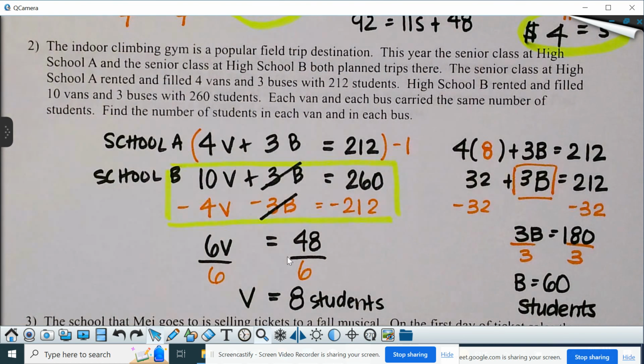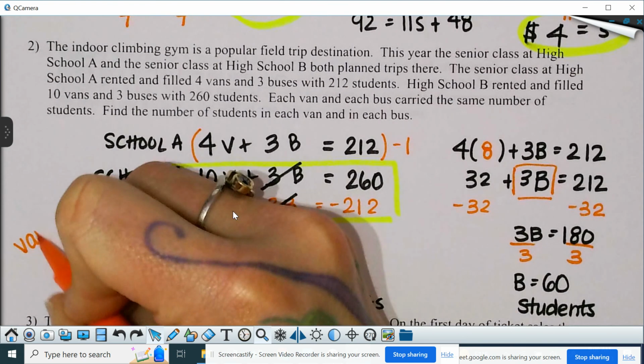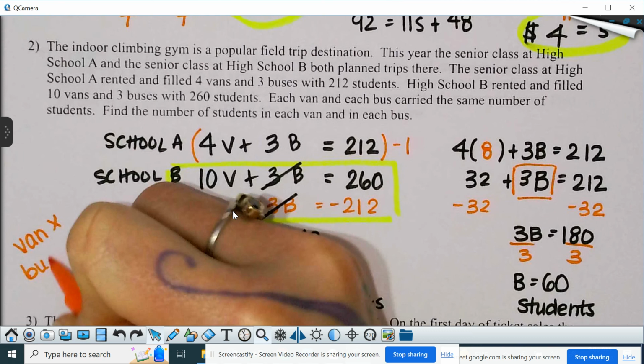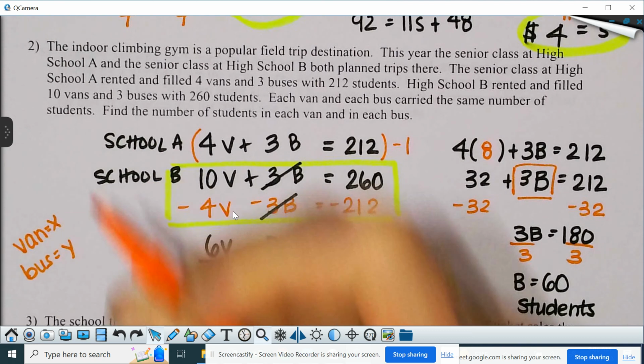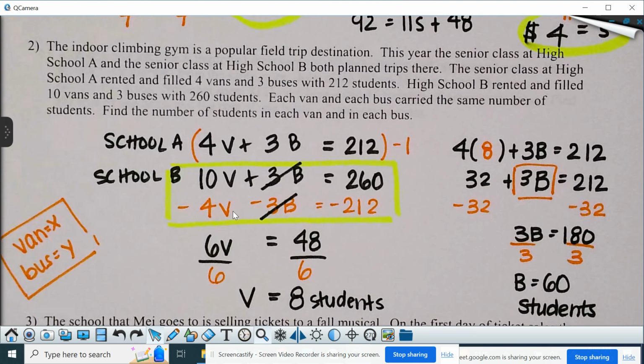Ta-da, we're done. Now, make sure that you make a note to yourself, so we'll call vans X and buses Y. If you decide to do it this way, I highly recommend making a little table over here in the corner, just like that. Seems really silly and like a lot of extra steps, but just trust me, it'll keep you from making a really silly mistake. Let's see if I can go find my Desmos.